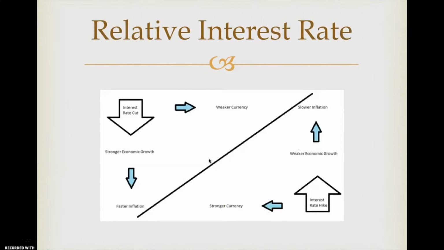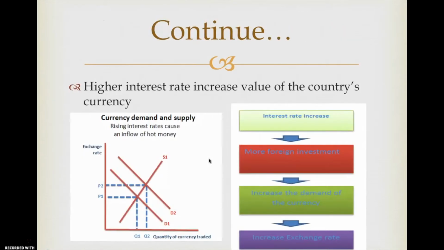Next one is relative interest rate. According to the graph, we can find that there is a positive relationship between interest rate and the value of currency. Higher interest rate, higher value of currency. When the interest rate is higher, it will attract more foreign investment and increase the demand for currency. Refer to the currency demand and supply curve. The demand curve will shift from D1 to D2. The exchange rate will increase from P1 to P2.